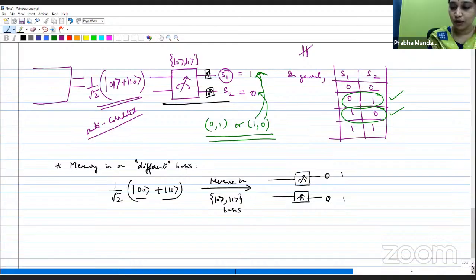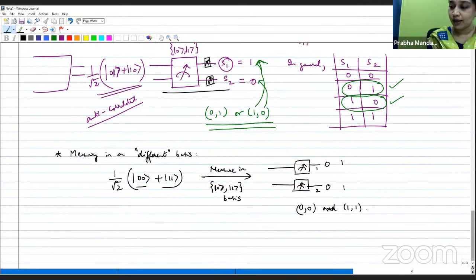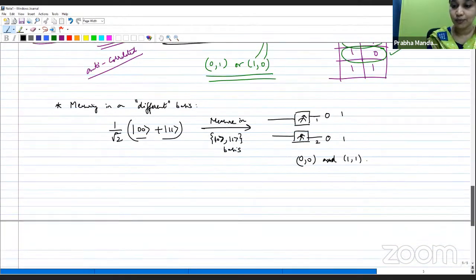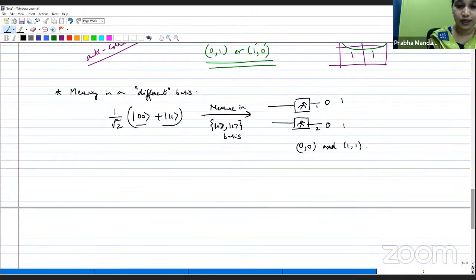So if I write down the allowed set of outcomes, this is qubit 1, qubit 2. The allowed set of outcomes would be 00 and 11. Okay, now if I were to ask what happens if I measure in the plus-minus basis instead of the 0-1 basis, how would I visualize this?